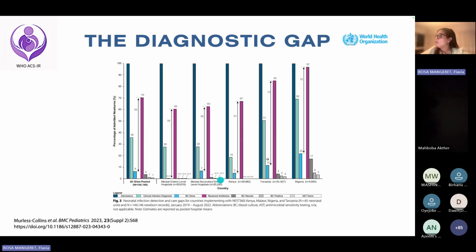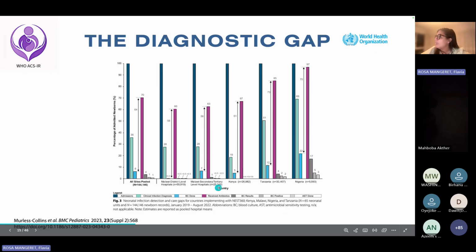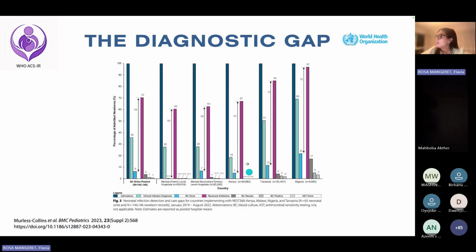So this is data from NEST360 in Malawi, Kenya, Tanzania, and Nigeria. And we see in the dark blue one the number of admissions of babies. Here you have the total numbers. It's very, very large numbers. And we have the clinical infection diagnosis, so diagnosis of sepsis based only on clinical signs. And we see that not everyone has it. In some countries it is low, for example in Malawi, but in some countries like Nigeria, we have 69%.